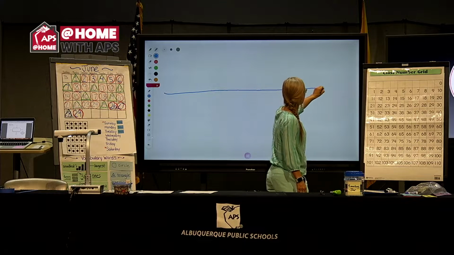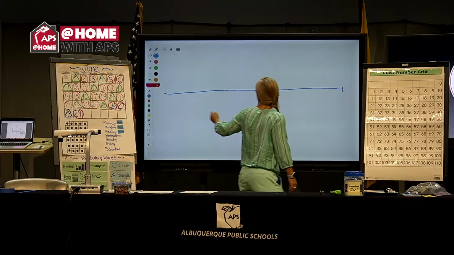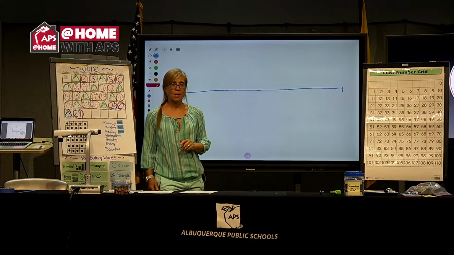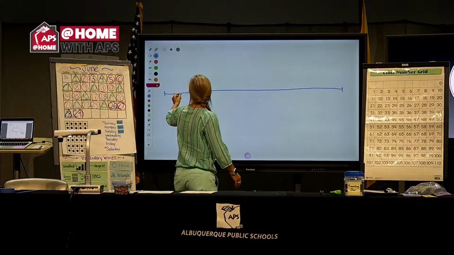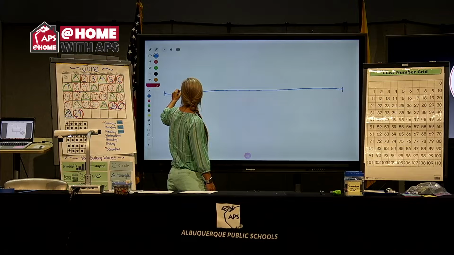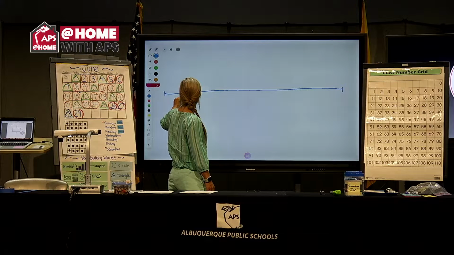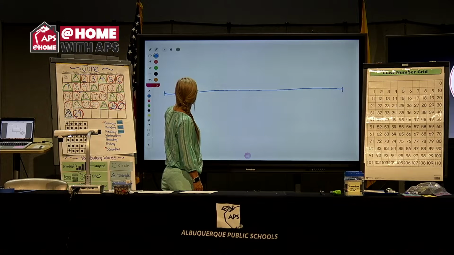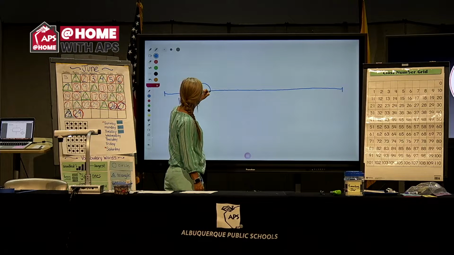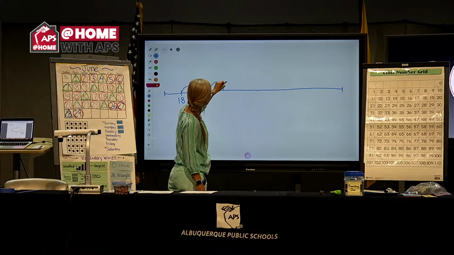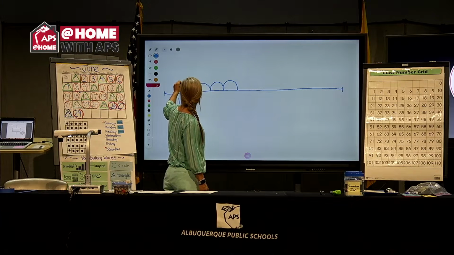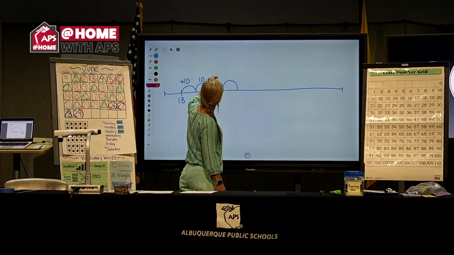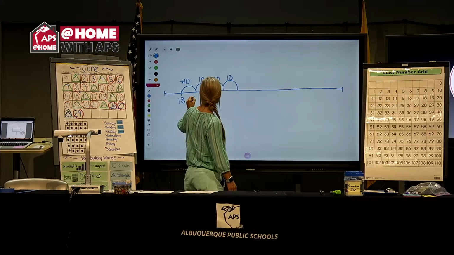So when we have a number line with no numbers on it, it's called an empty number line, right? What did we start at? We started at 18. And then we jumped by 10s, didn't we? 28, 38, 48, 58. So these were all 10s because we were adding a new 10 frame.